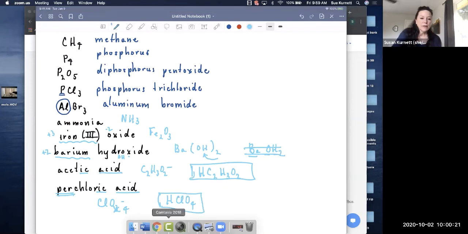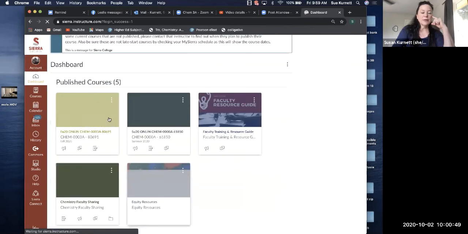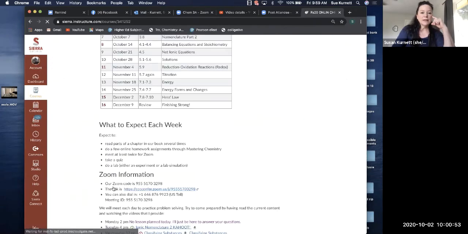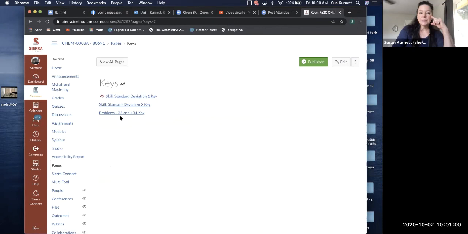Okay. So on the front page, I started posting keys, and I'm going to continue to post keys. And so you probably need to know where to find them. Under resources on our homepage, it says keys to worksheets. I see it. Okay. So here's the problems 132 and 134 and the standard deviation keys.